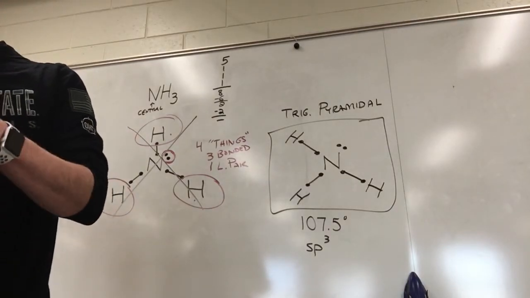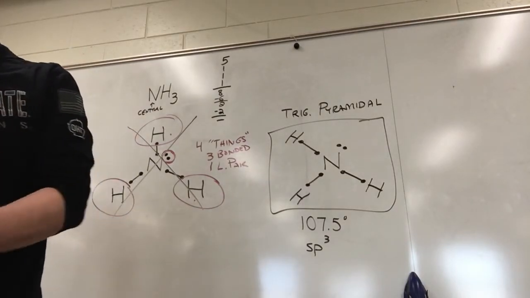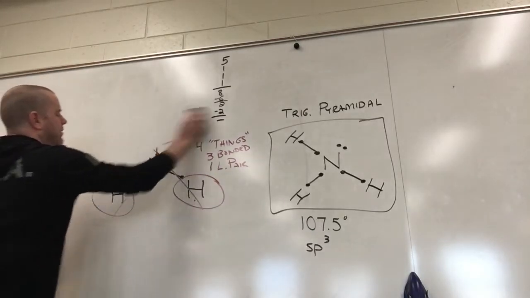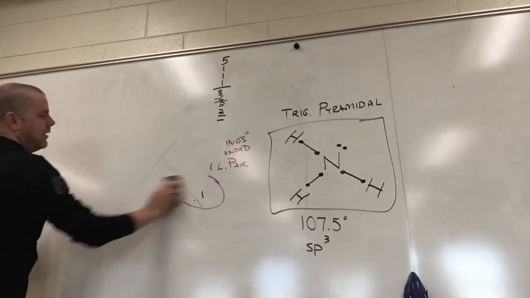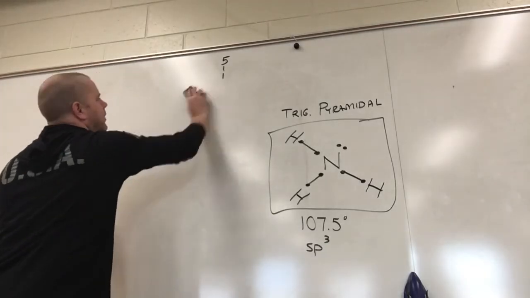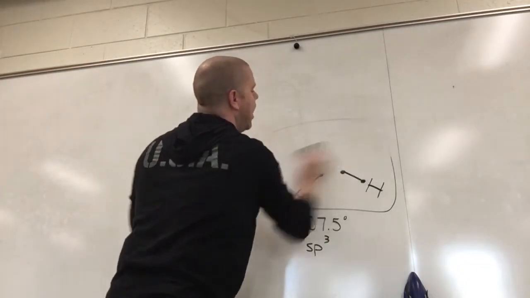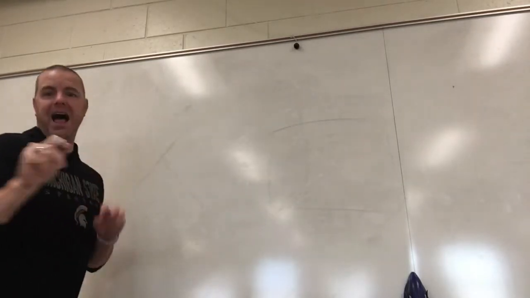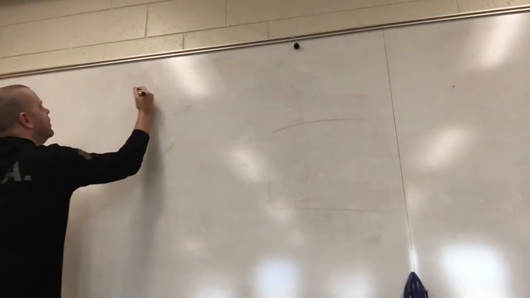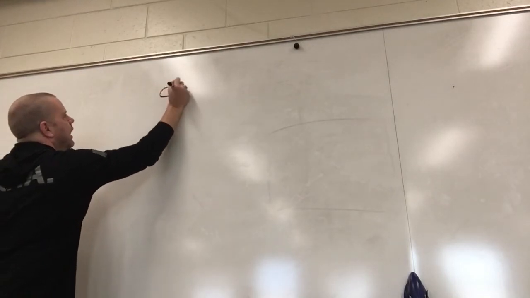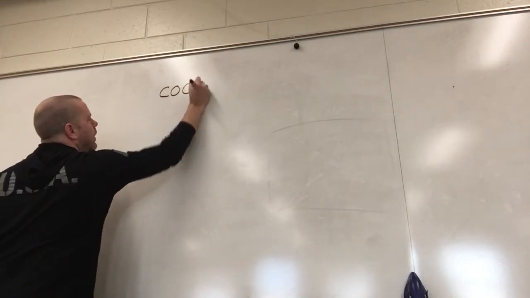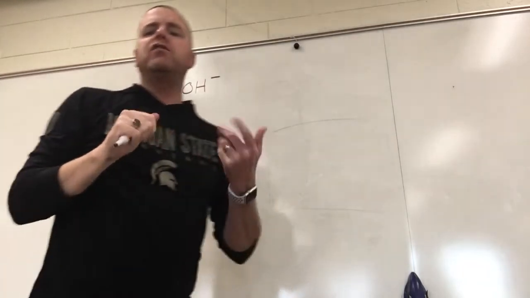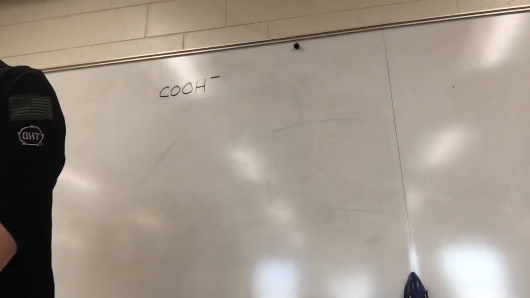That's COOH minus. And it says, hint, there are resonance structures, meaning there is more than one correct way of doing this. So COOH, and we can't forget that it's also an ion because it's charged. So we have COOH minus. Okay? So first of all, we got to figure out which thing is the central atom, right?